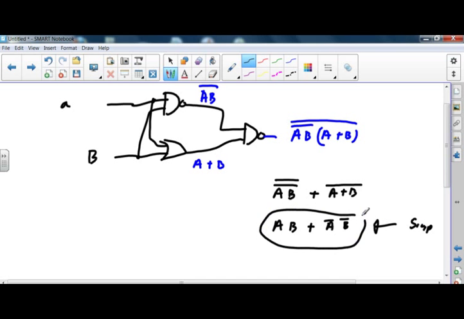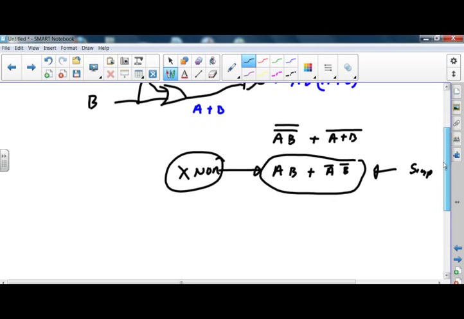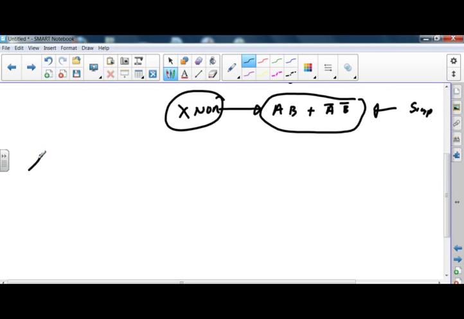And we can say that that is an exclusive NOR, because that's the definition for the exclusive NOR: A, B, or A naught, B naught. Okay, moving on to the B guy.